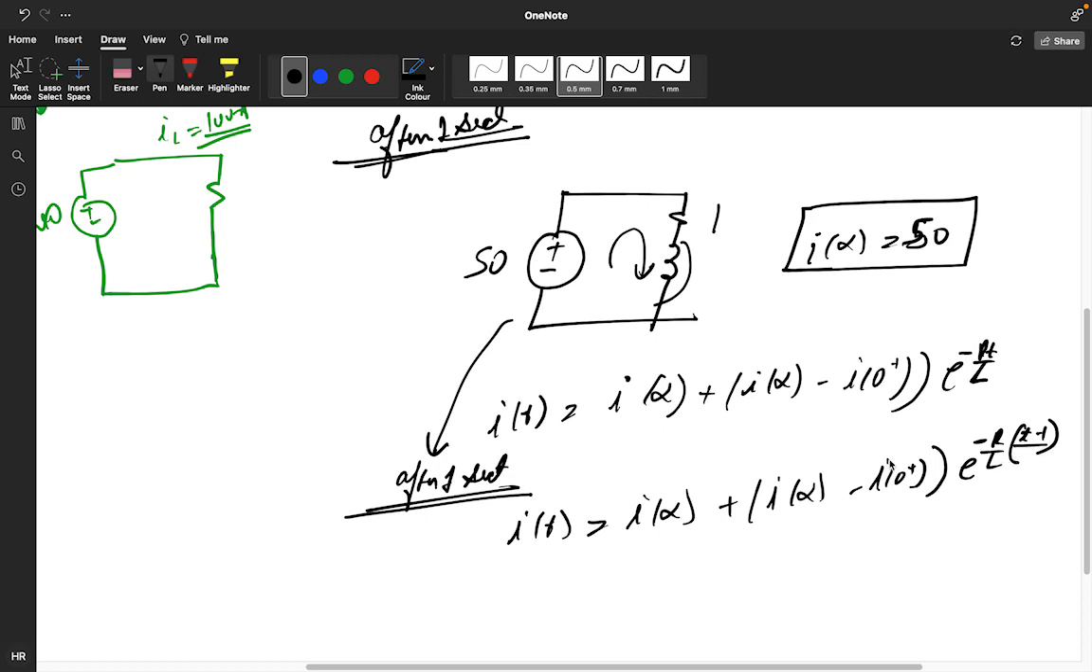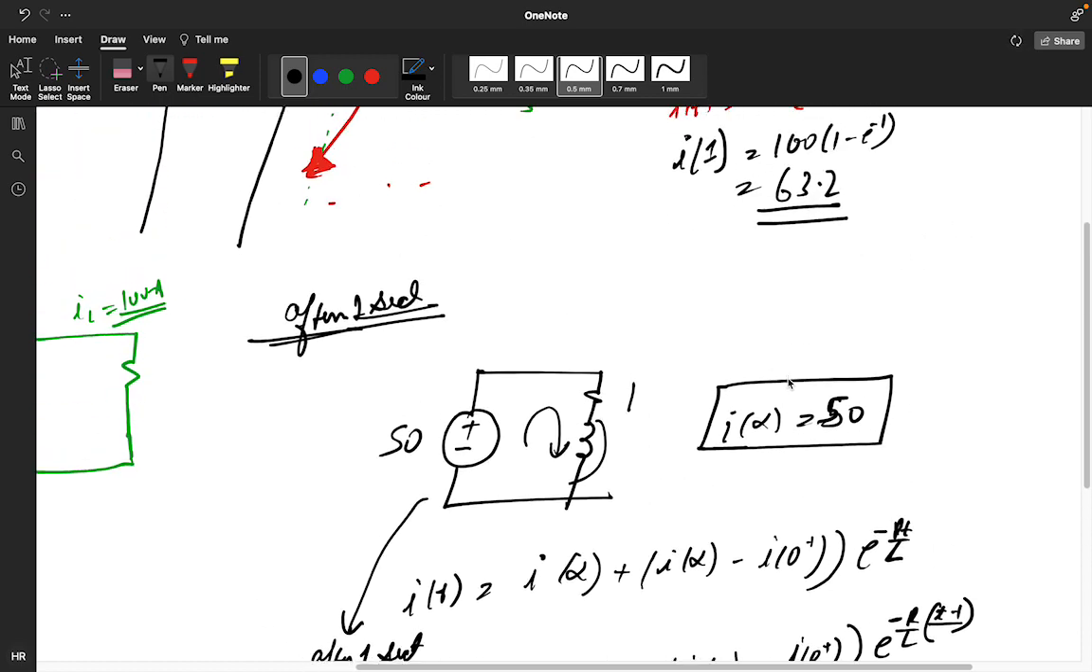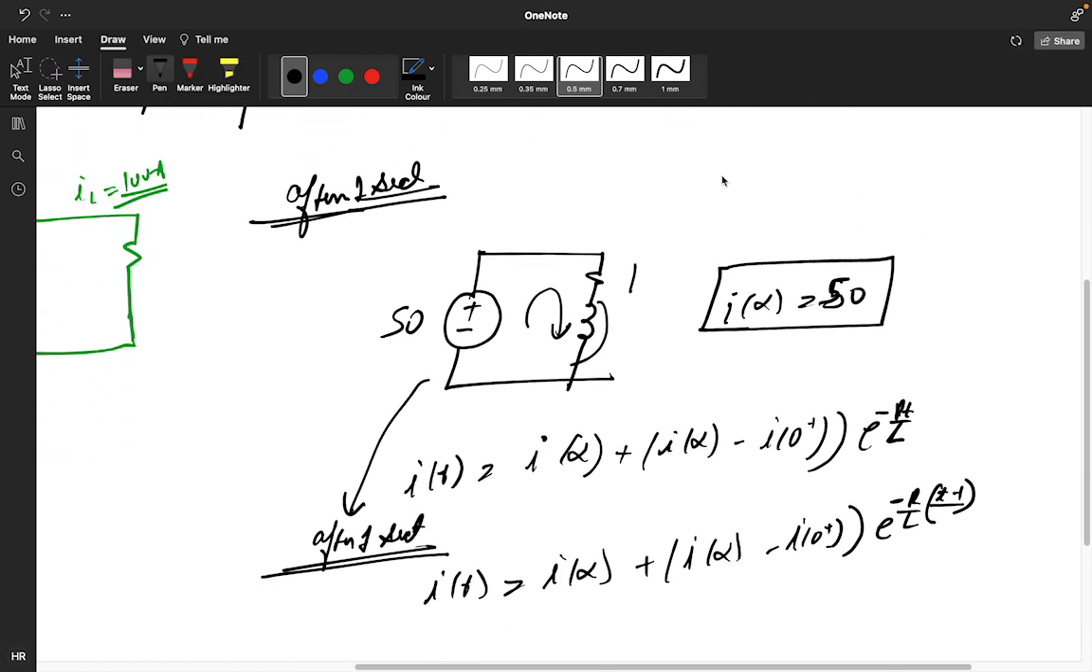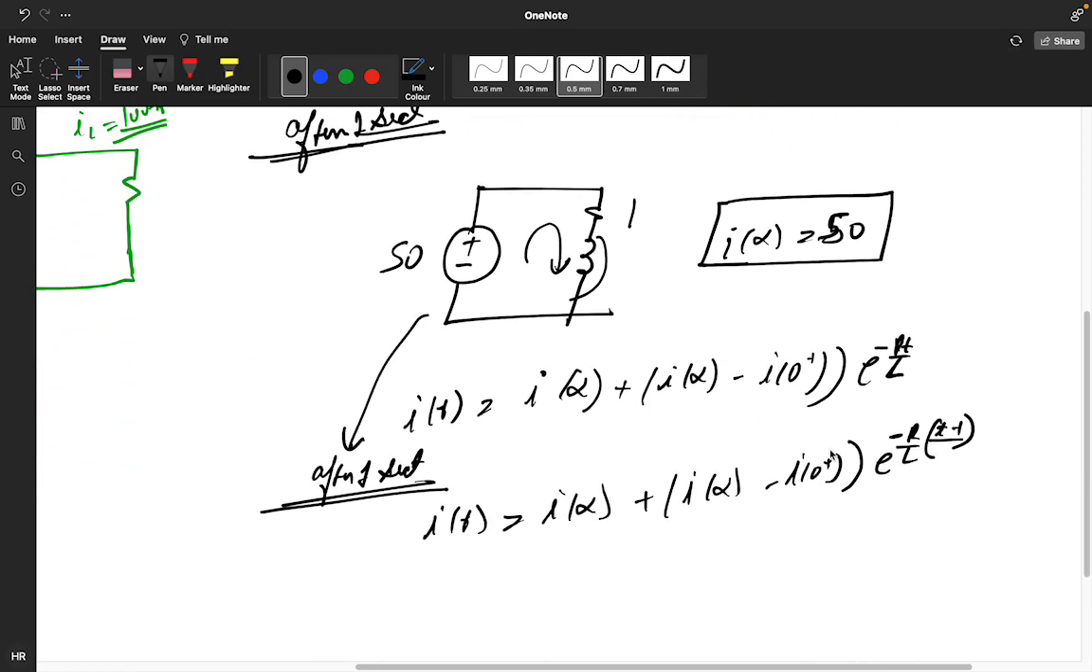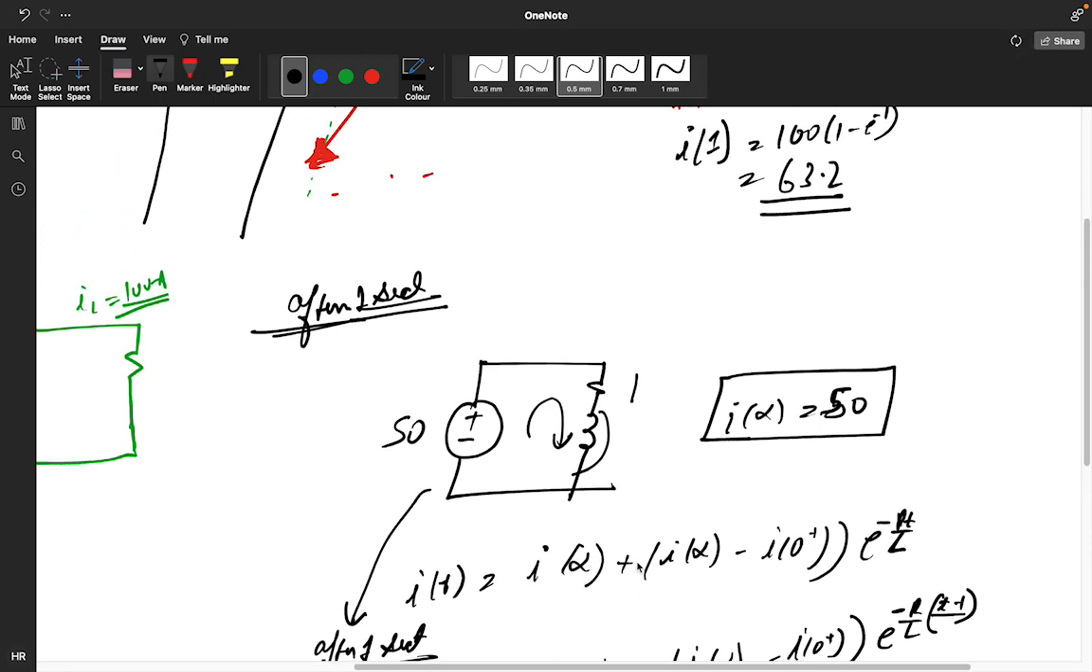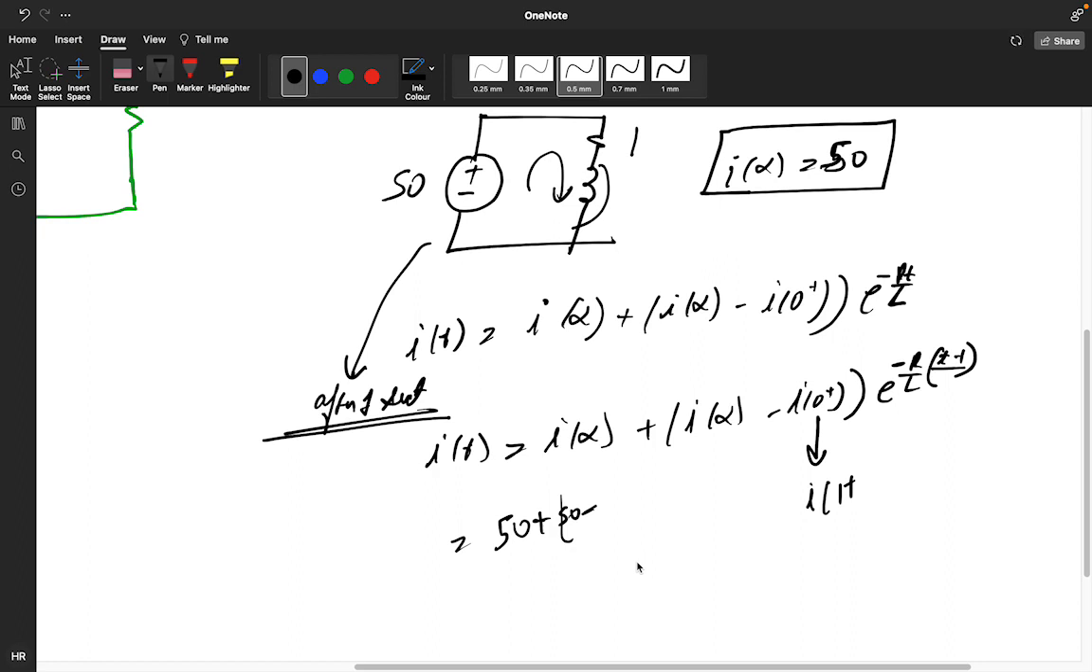That's it. And now your 0 plus is like your 1 plus and 1 minus. Okay. So this 0 plus is denoting a new circuit. It is my I1 plus. And I infinite, I am getting this as 50. So I am getting 50 plus (50 minus I of 0), I got 63.2. So this is my 63.2.